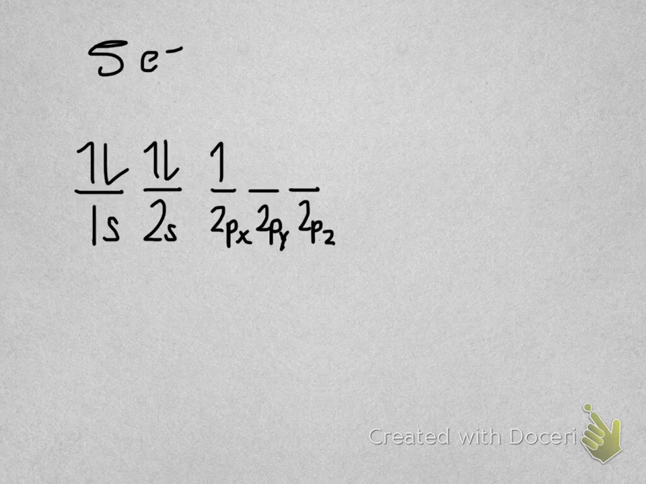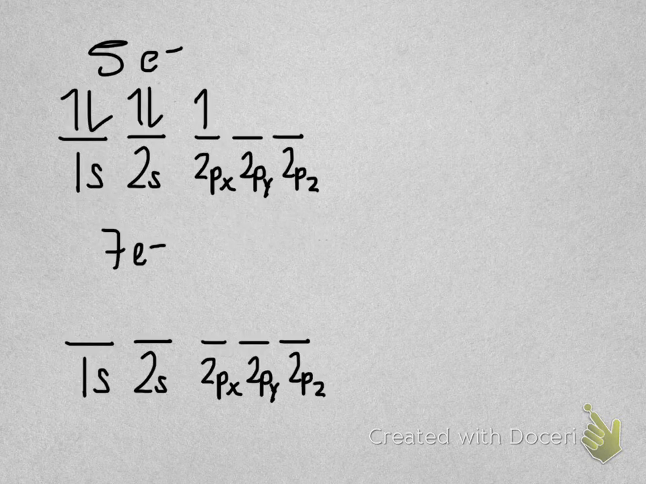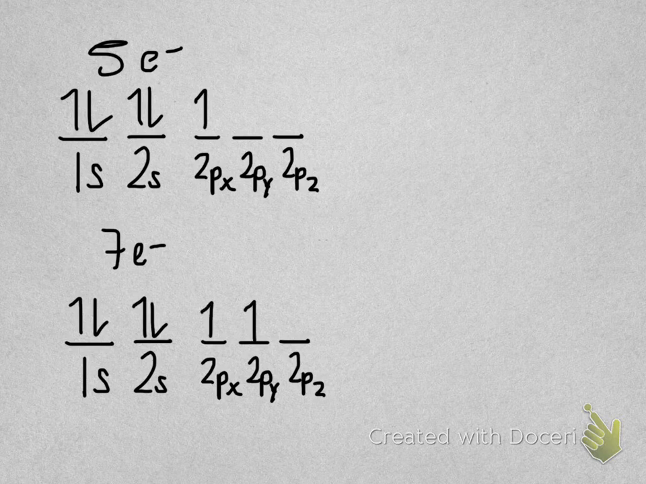Let's do an atom with 7 electrons. I've pre-drawn my orbitals here. So with 7 electrons, I know that I've got 1, 2, 3, 4, and then I've got 5, 6, 7. Why am I drawing it that way? Well, remember that each orbital that has equal energy will get 1 electron before any orbital takes on 2 electrons.